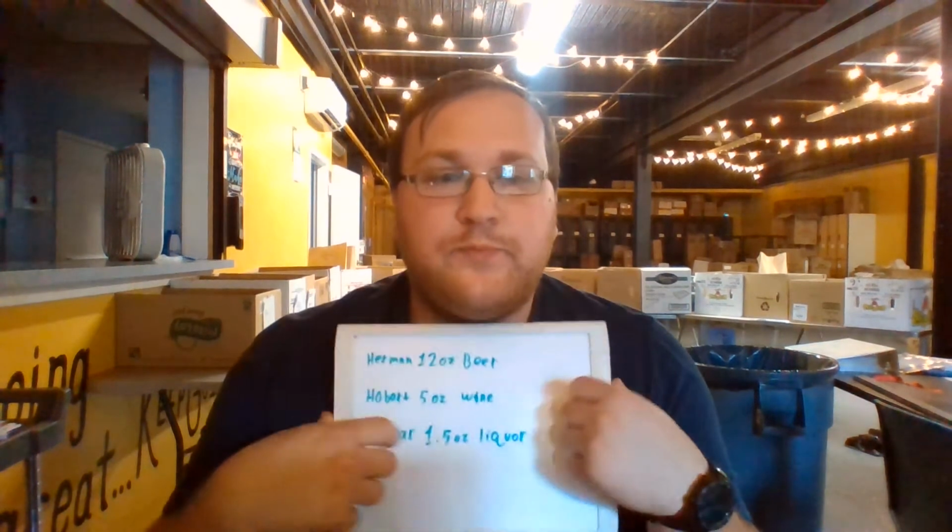The first guy, Herman, ordered a 12-ounce bottle of beer. At this point, I'd be writing down Herman, 12-ounce, and beer. The second guy, Hobart, I didn't choose these names, ordered a 5-ounce glass of wine. At this point, I'd be writing down Hobart, 5-ounce, and wine. And the third guy, Oscar, ordered a mixed drink made with 1.5 ounces of liquor. I'd also be writing Oscar, 1.5 ounces, and liquor. As you can see, I've already done that.